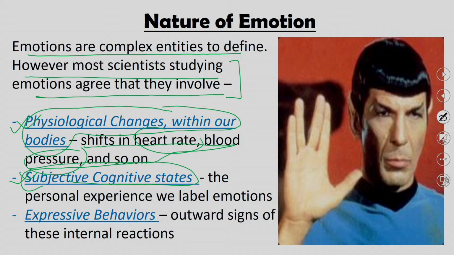And so, what are these subjective cognitive states? The personal experience we label as emotion. The same situation would mean something for some people, and something else for other people, and that is what emotion is all about. So, emotion starts with physiological changes and then a change in thinking.